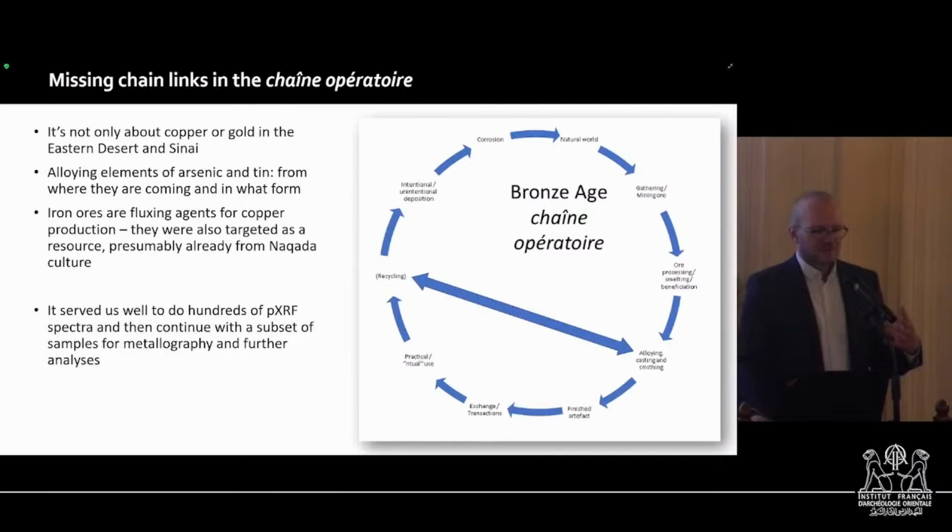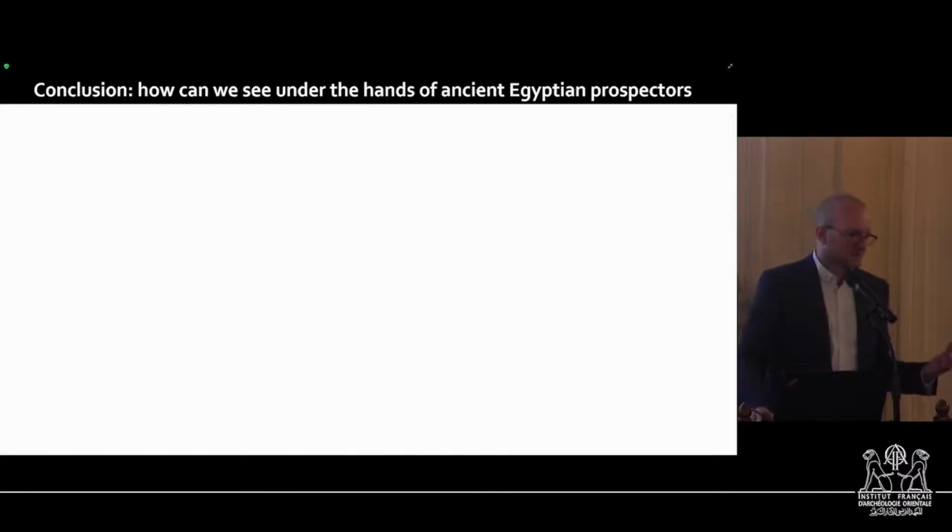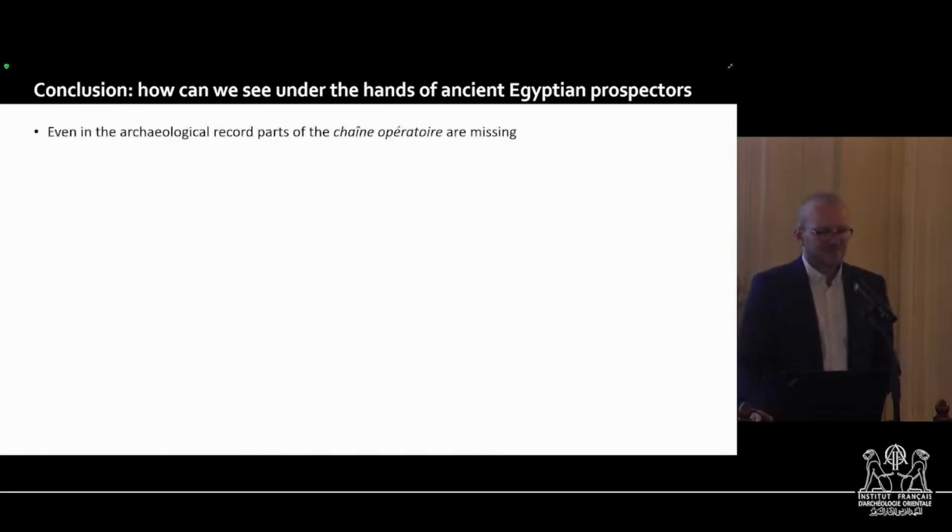For us, for the study of these workshops, it served us well to do really hundreds of pXRF spectra, then selecting the interesting material and then studying it further. So having several levels of data and of support for our hypotheses. Sometimes pXRF is not enough for this. To conclude, as I said, even in the archaeological record, parts of the chaîne opératoire are missing.